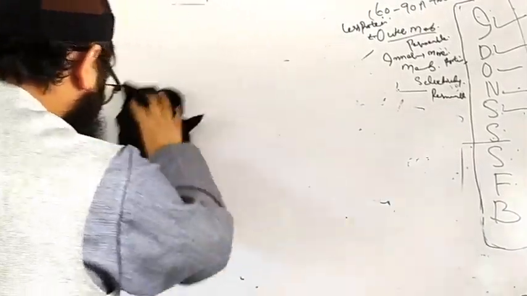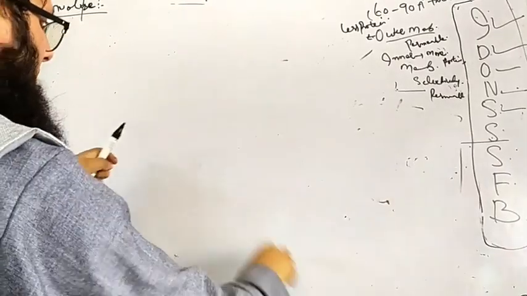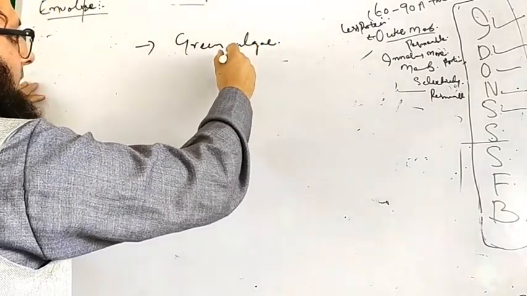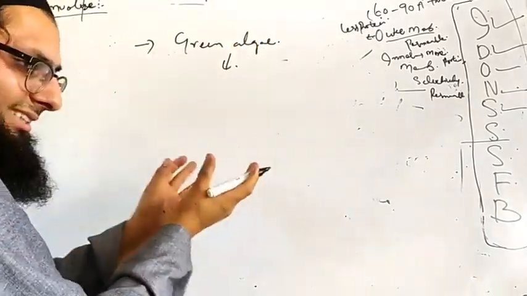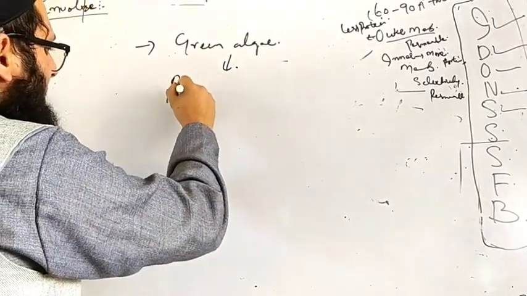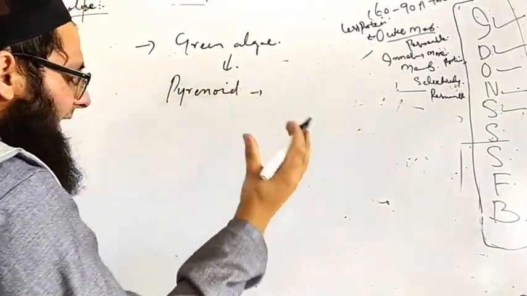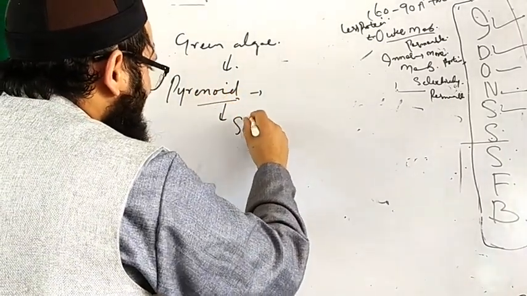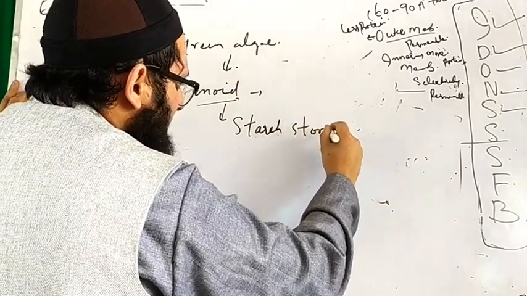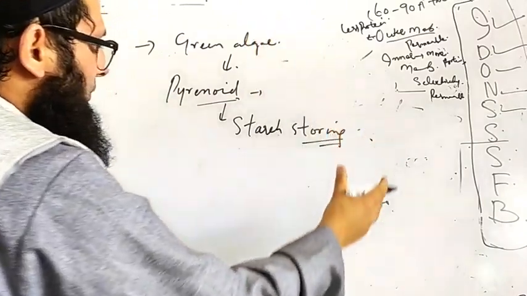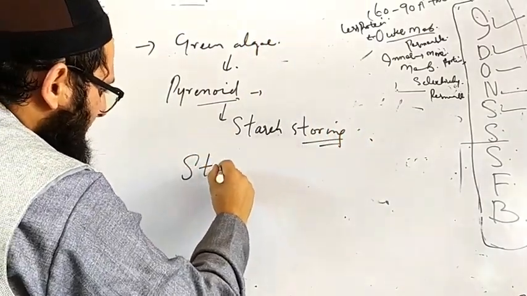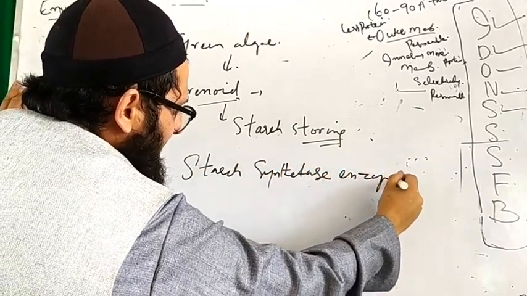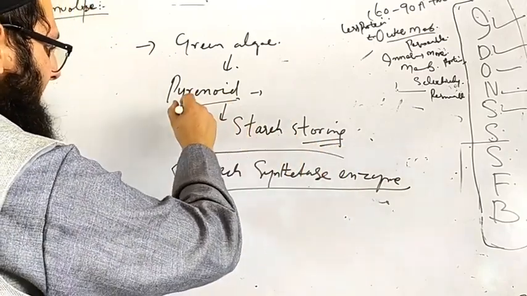One more thing, in case of green algae we have some additional structures present in the stroma, called pyrenoid. Pyrenoid is an additional structure present in the stroma of green algae. It is these pyrenoids which are actually storing starch molecules. They store starch because they have the starch synthetase enzyme which synthesizes the starch. Then the starch is stored there in pyrenoids.